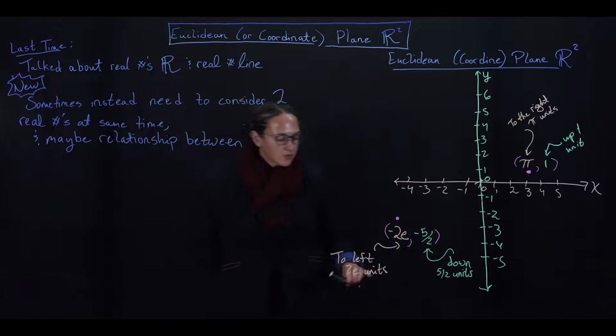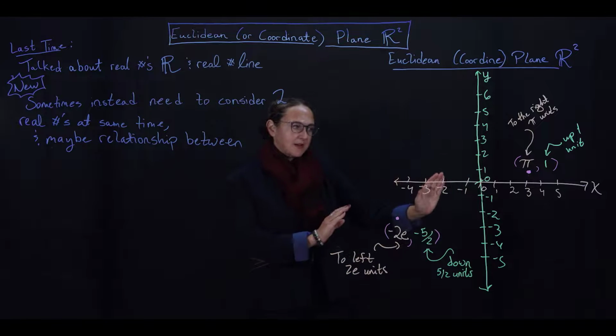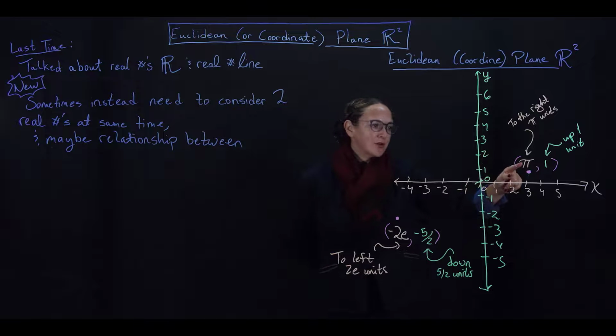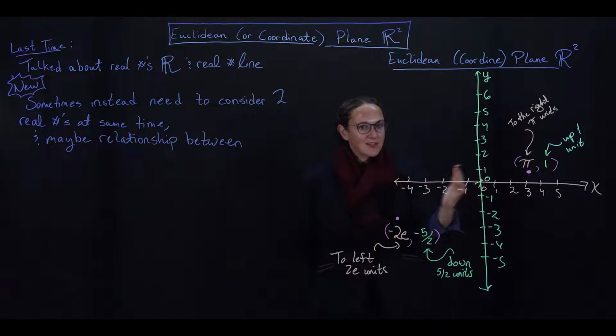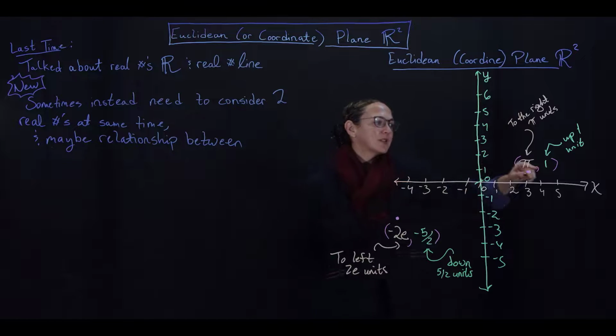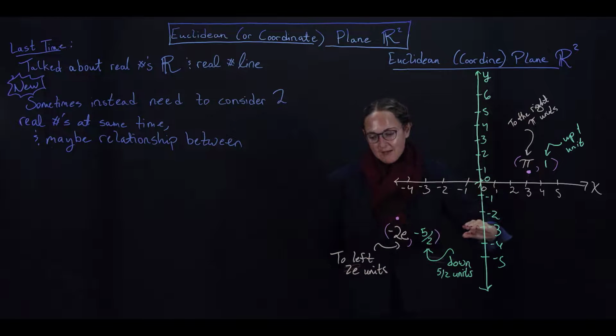Okay, so I want to emphasize something here for you. I hope this makes sense. When they're positive, it's the first coordinate. If it's positive, it tells me I go to the right that many units. If it's negative, it tells me I go to the left that many units. The second coordinate tells me that if it's positive, I go up that many units. And if it's negative, I go down that many units.